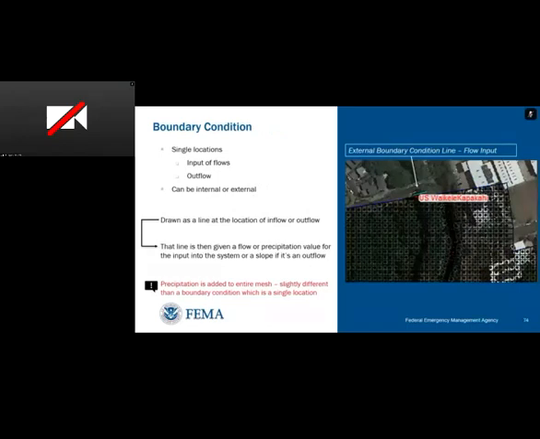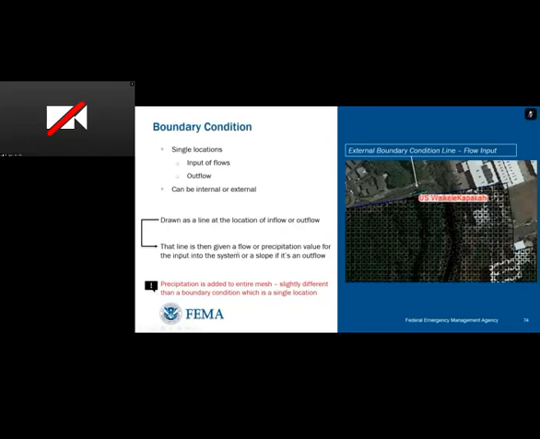So first, we'll really touch on the boundary condition. It is how water will enter and exit the system. So we have inflows, whether they be fluvial or pluvial, and then we have outflows. And then with these, we can either place them internally within our mesh or externally outside of that mesh. So you draw your line at the location that flow is either coming or leaving. So this blue line here would be their external boundary condition.